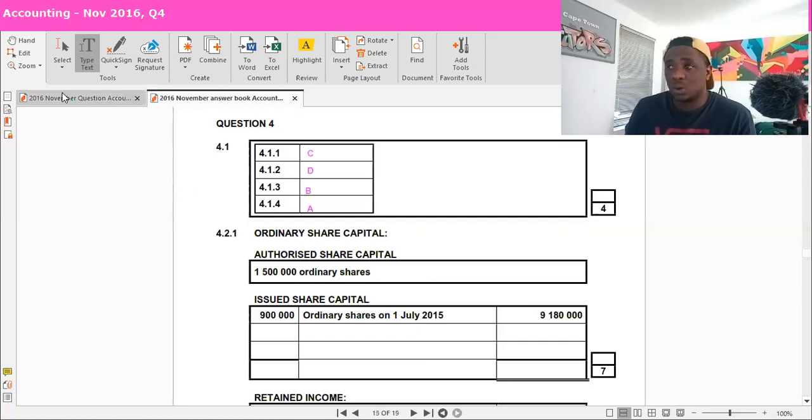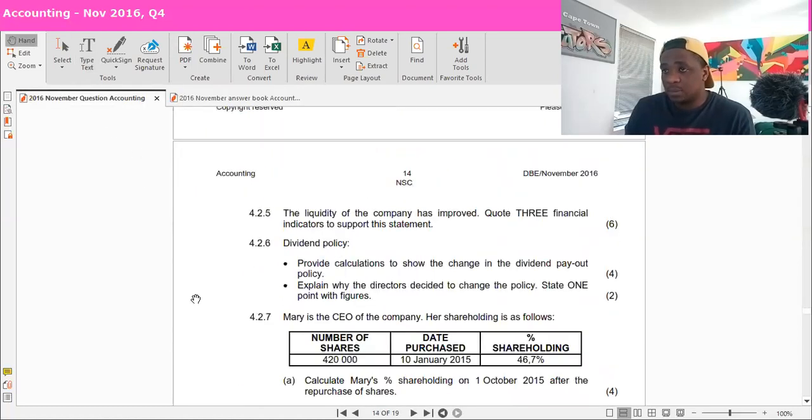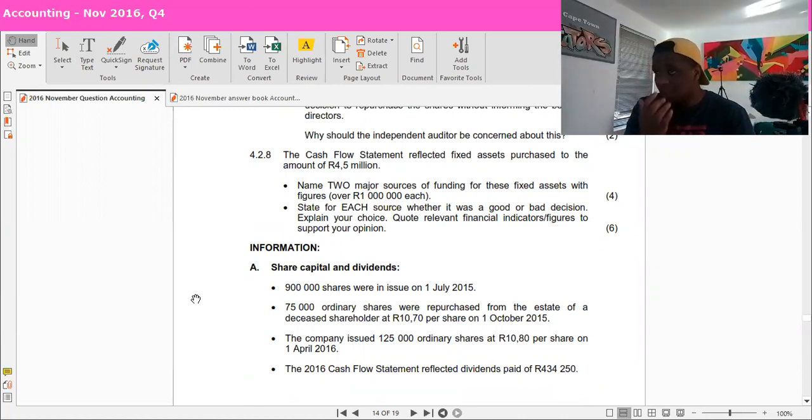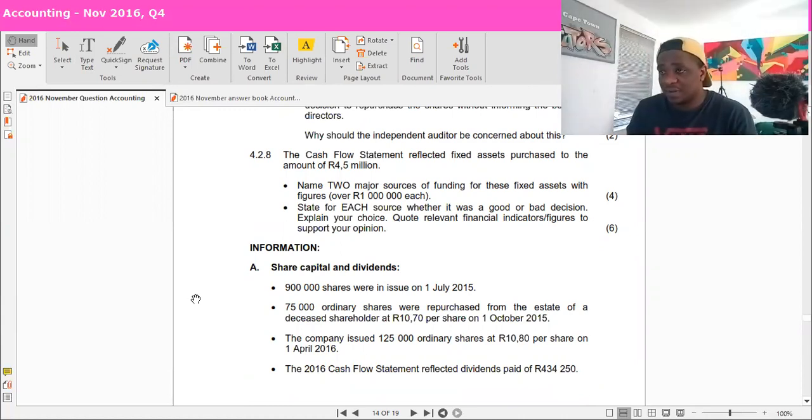So let's go. Let's find information about shares. The first piece of information gives you that 900,000 shares were issued on 1 June 2015. And the second one says 75,000 shares were repurchased from the estate of a deceased shareholder at 10.70 per share on 1 October 2015.